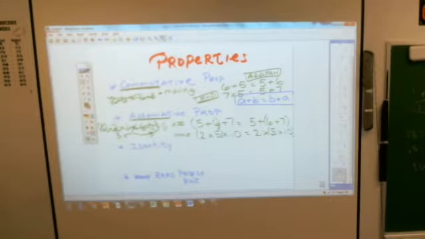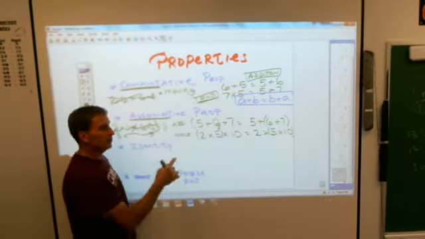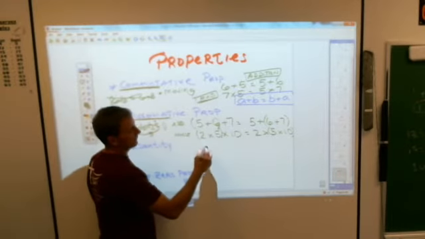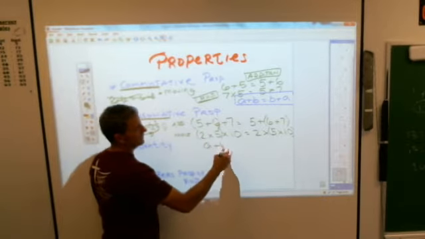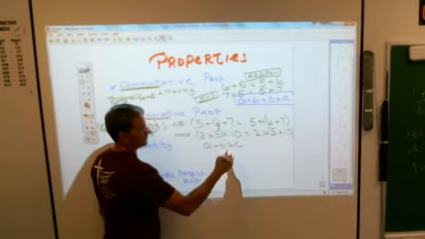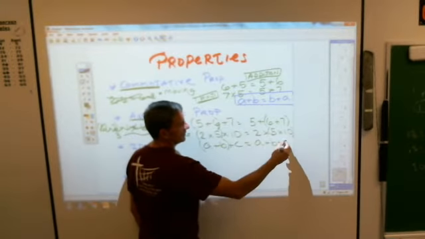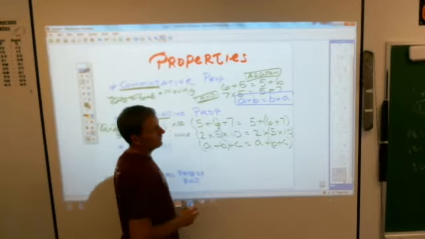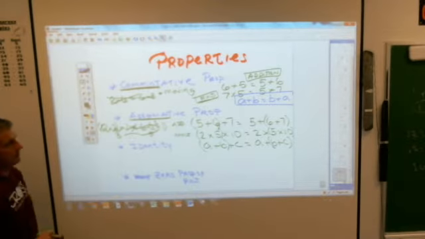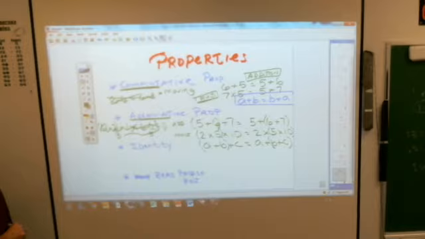It takes forever. What, if I were putting letters in for this, how would it look? A plus B plus C with the parenthesis around this would equal A plus B plus C with the parenthesis around that. Should have done it in blue just to make it consistent.